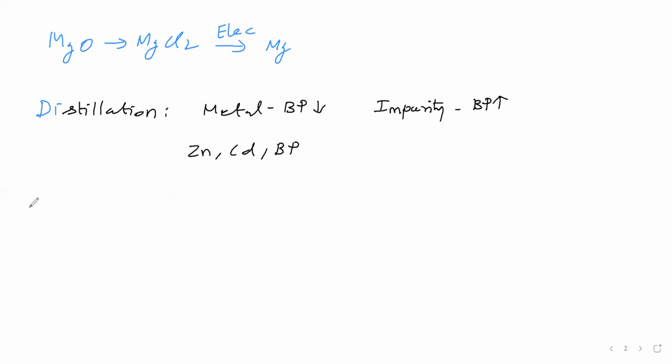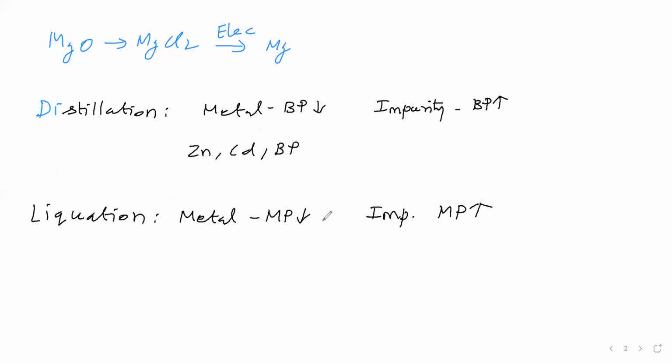Next method is liquation. In this method, what is the condition? The metal should have a low melting point, and the impurity should have a high melting point. Then we can separate them. Tin comes under this category. Tin can be purified by the liquation method.